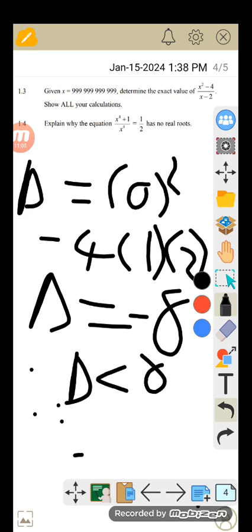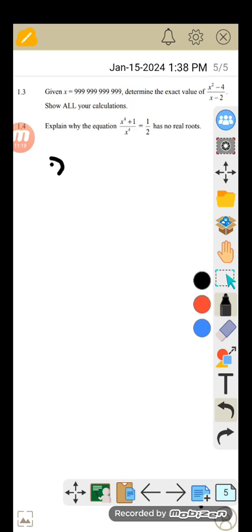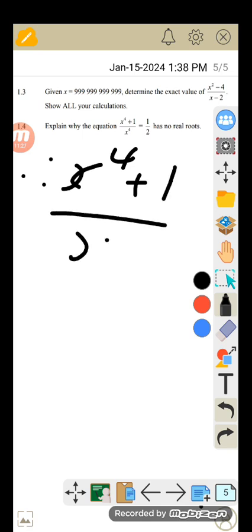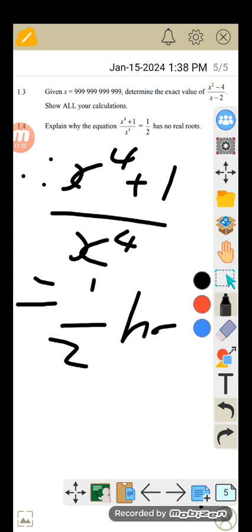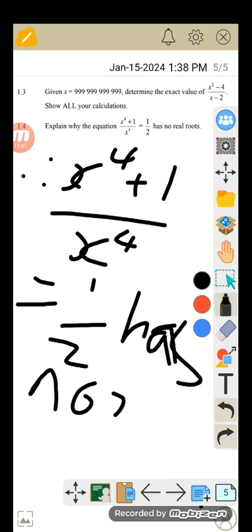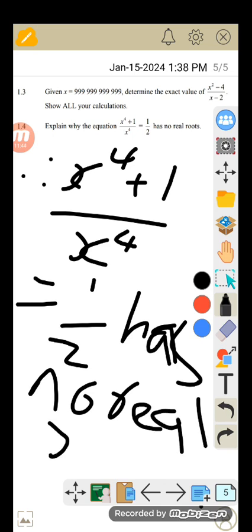Therefore, the equation has no real roots. You can just conclude like that. And you can write the conclusion like that: therefore, x to the 4 plus 1 all over x to the 4 equals 1 over 2 has no real roots, like that, guys.